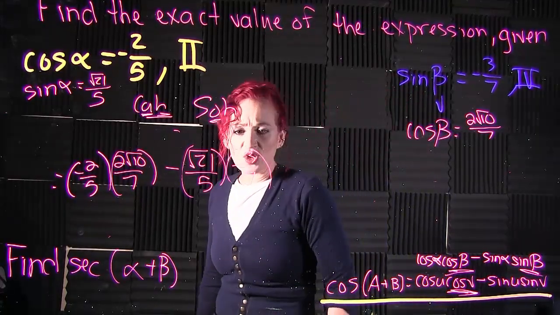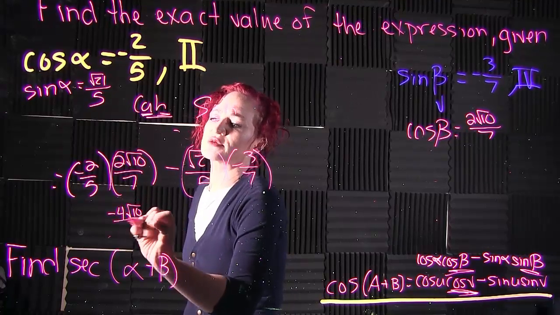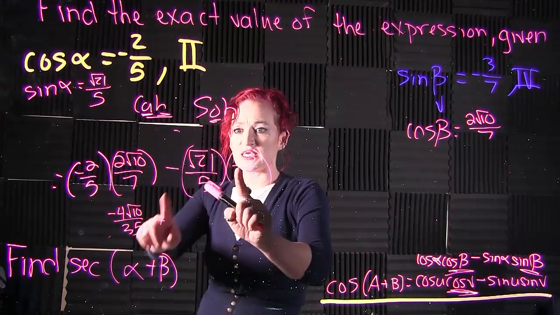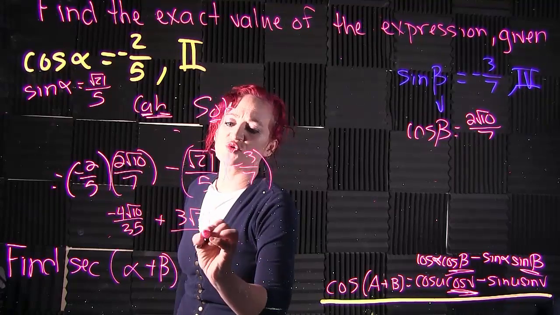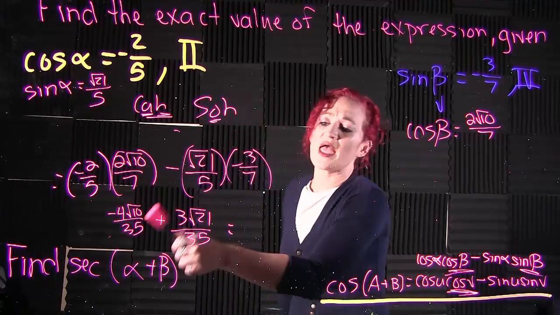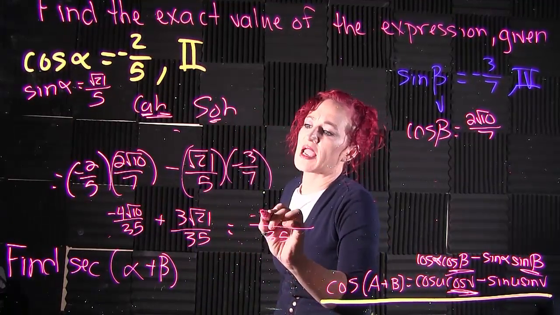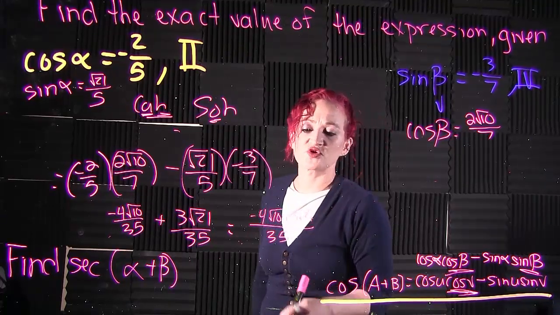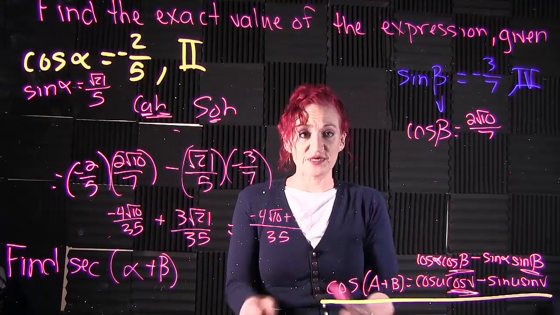So we want to go ahead and calculate this a little bit here. In our numerator, we're going to get a negative 4 square roots of 10 over 35, minus, or plus actually, right, minus a negative here is going to make that a plus 3 square roots of 21 over 35. Go ahead and add that together. Since we do have common denominators, we are getting a negative 4 square roots of 10 plus 3 square roots of 21. Now keep in mind that this is what cosine of alpha plus beta is equal to.